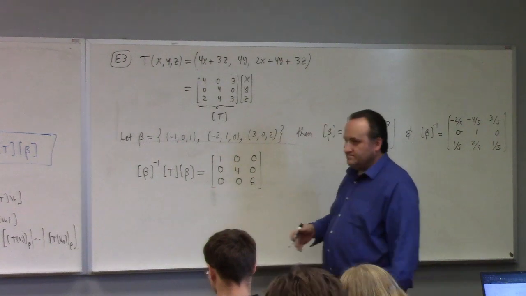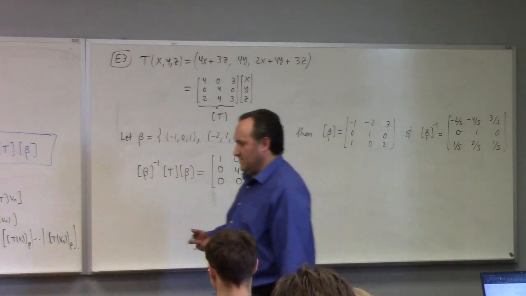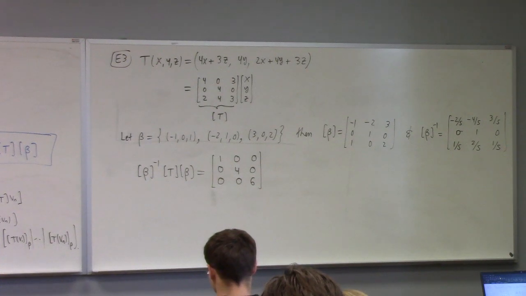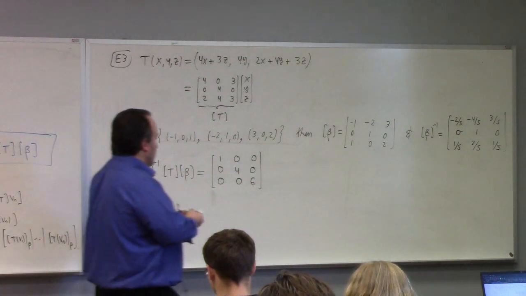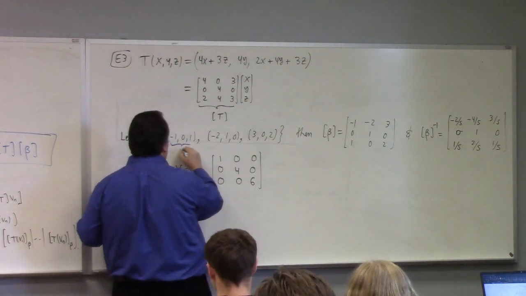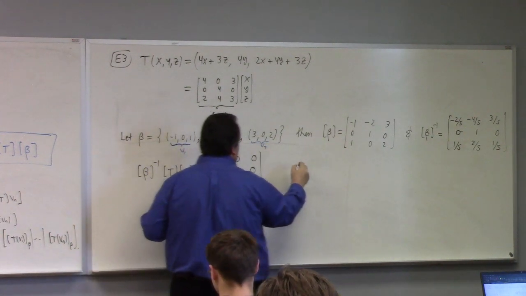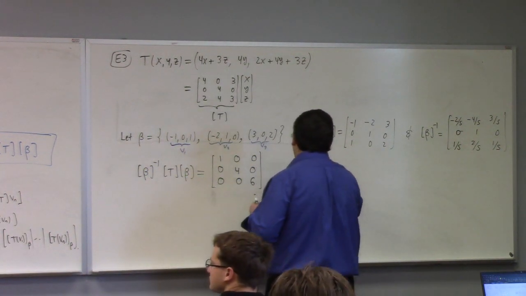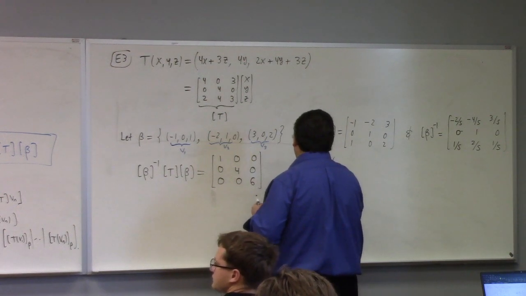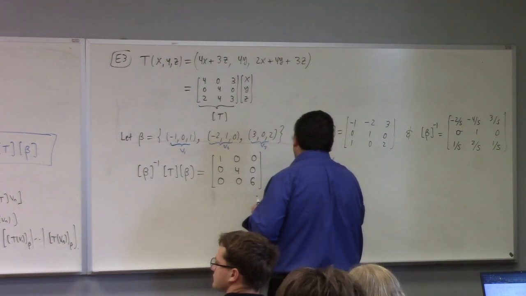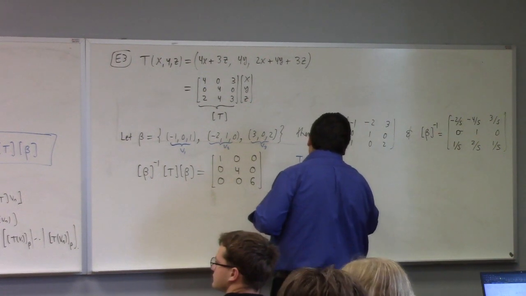Because, by the way, let's go back and look at how I started example 1. See if you can understand what I did. So this was my V1. This was my V2. This was my V3. I had set up T of V1 is V1. I had set up T of V2 is 4V2. I had set up T of V3 is 6V3, right?